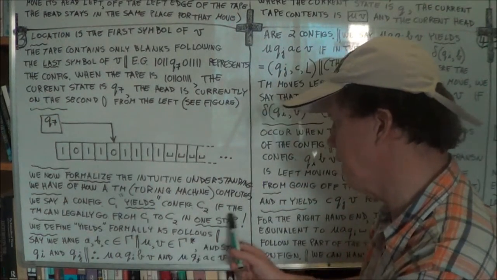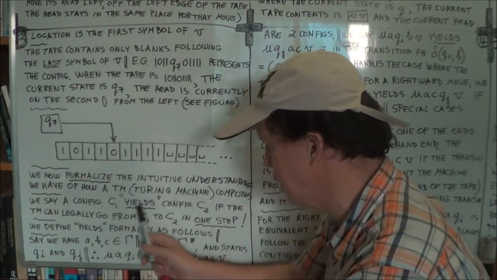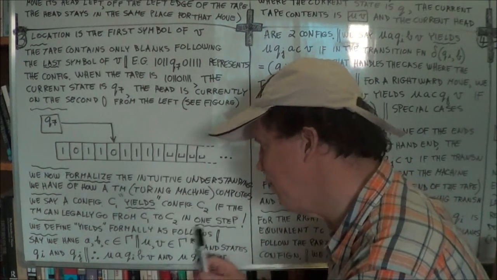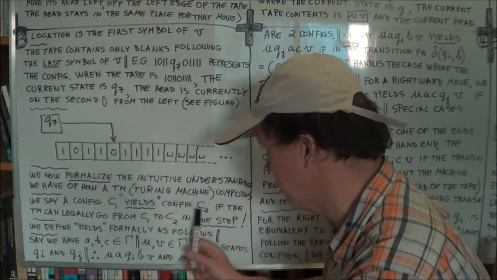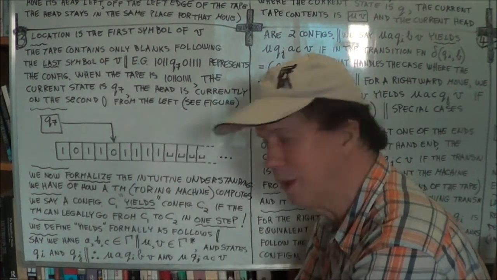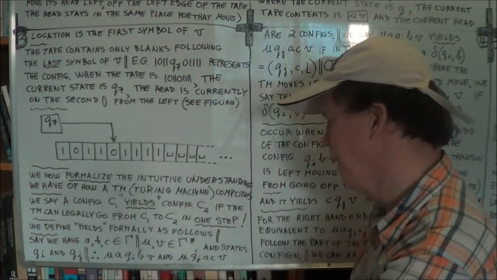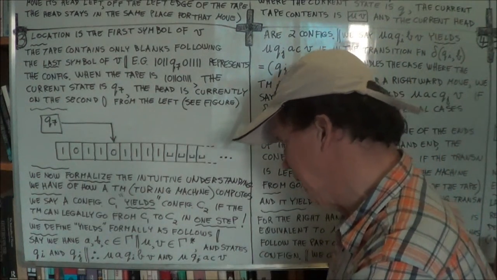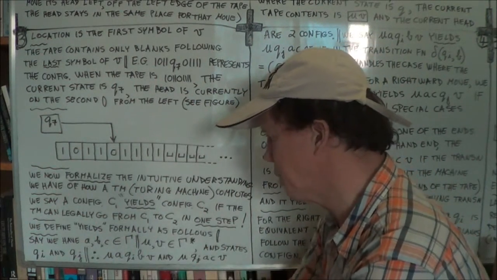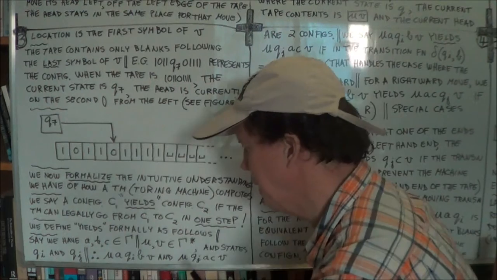Yeah, so in one step. This configuration yields that one. By definition of yields, if you can go from this configuration to that configuration in one step, that's what yields means. All right, now formally we can express that in more detail.